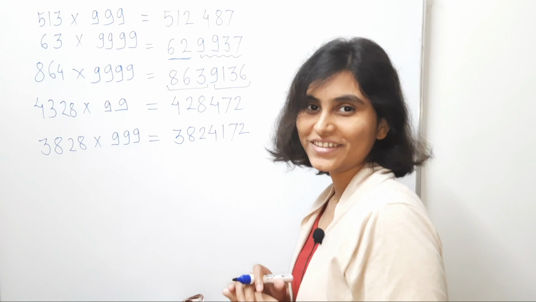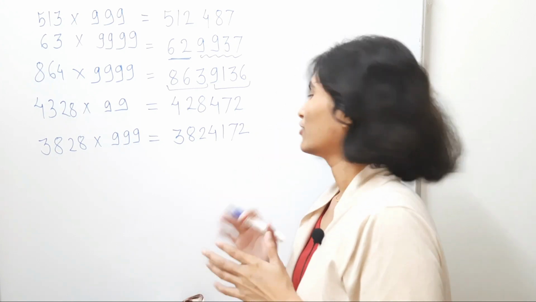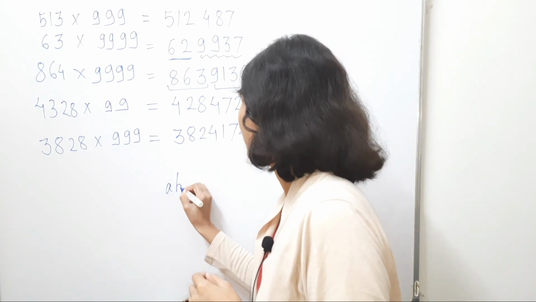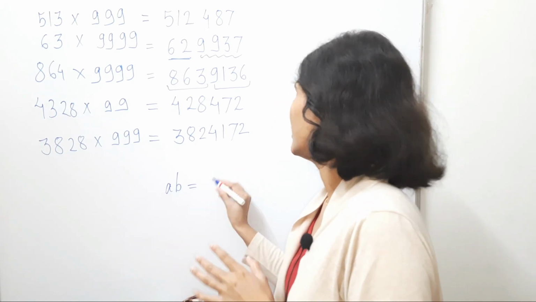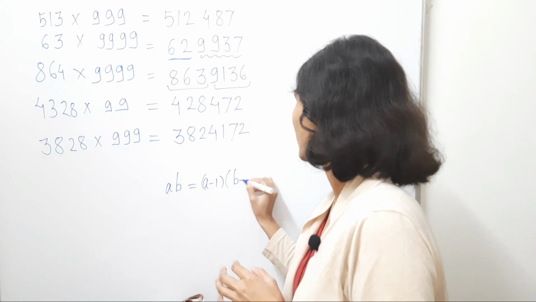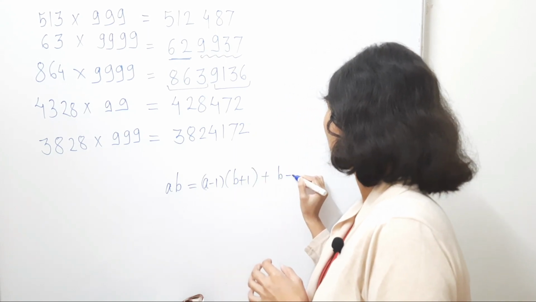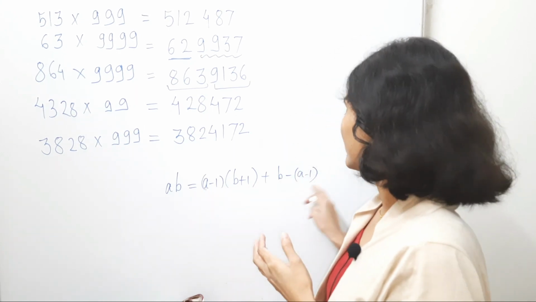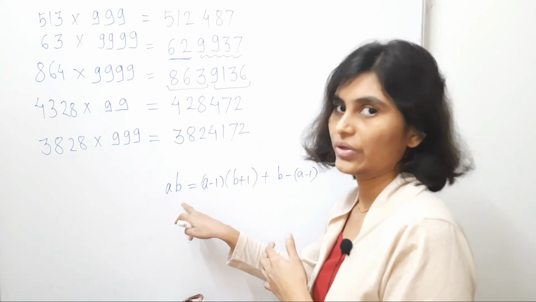You might be thinking, what is the mathematics behind this and why is it working? So there is a simple formula, which is A times B, where A and B are two numbers, is just equal to (A minus 1) times (B plus 1) plus (B minus (A minus 1)). If you simplify the right hand side of this expression, then you will get this as AB.